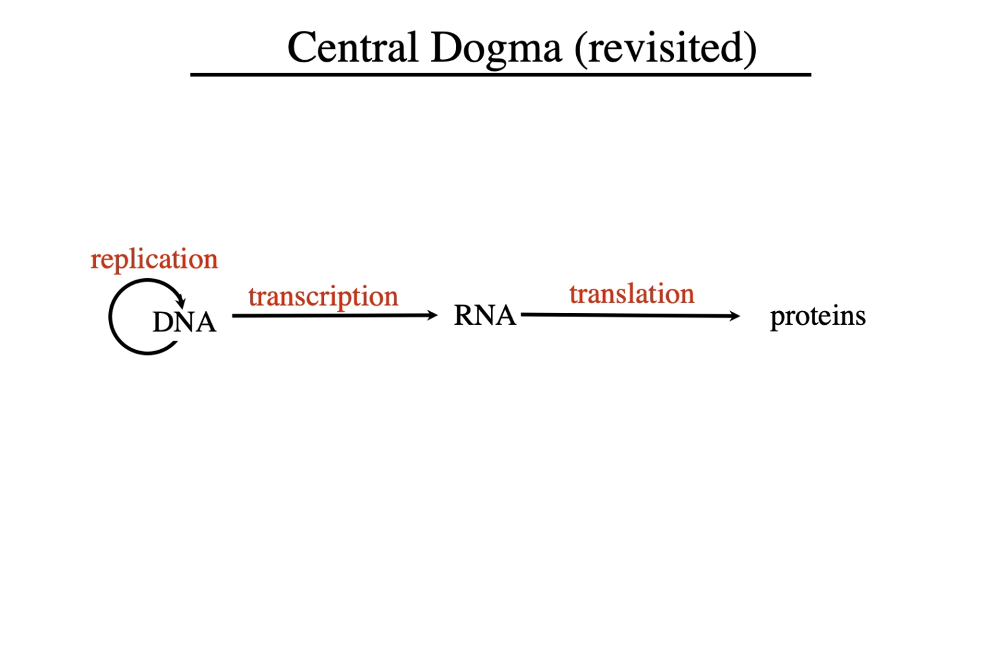So then we have the central dogma, and now I want to talk about this in a revised way. So we do have DNA replication, which we've talked about a little bit, and transcription, which we've also talked about, and then finally translation, which we've also discussed in some of the previous videos.